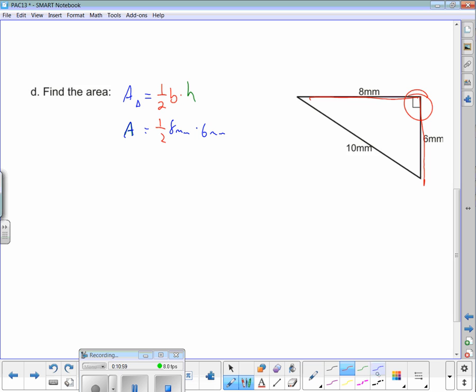So now just finish that off. You don't even need to do 0.5. What's half of 8? What's 4 times 6? And don't forget your units are now squared. Again, I always include my units because I'll know that millimeters times millimeters is millimeters squared, Jack.